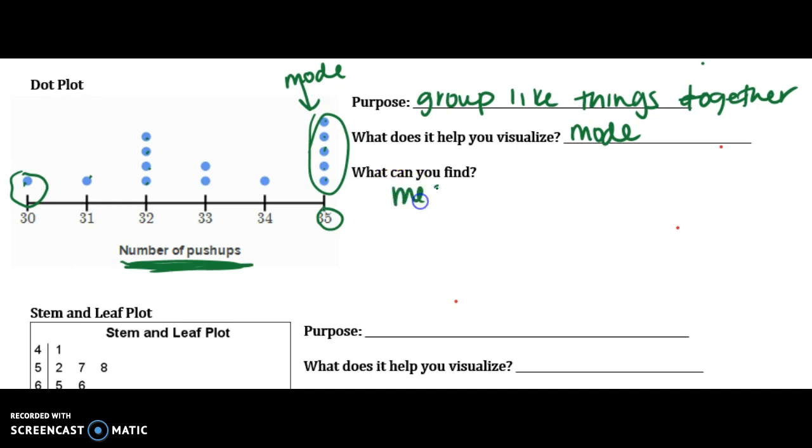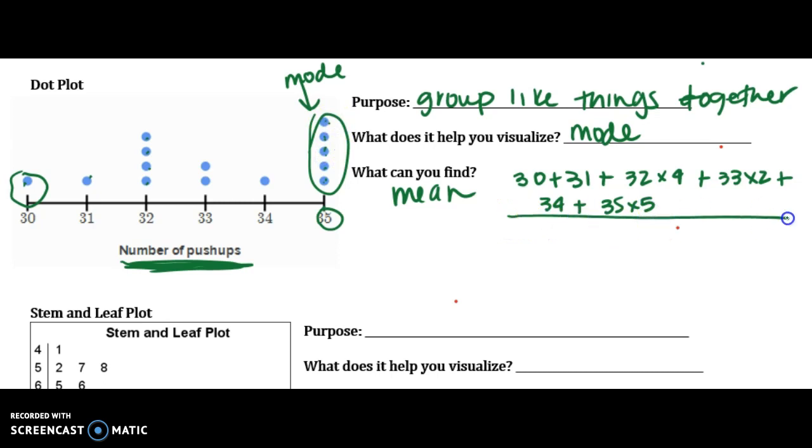But you can always find the mean by adding up all the numbers. So you would say like 30 plus 31 plus 32 4 times, plus 33 twice, plus 34, plus 35, 1, 2, 3, 4, 5 times. And then whatever you get for that, you would divide by the number of dots you have, which is 5, 6, 7, 8, 9, 10, 11, 12, 13, 14. You would divide that all by 14.